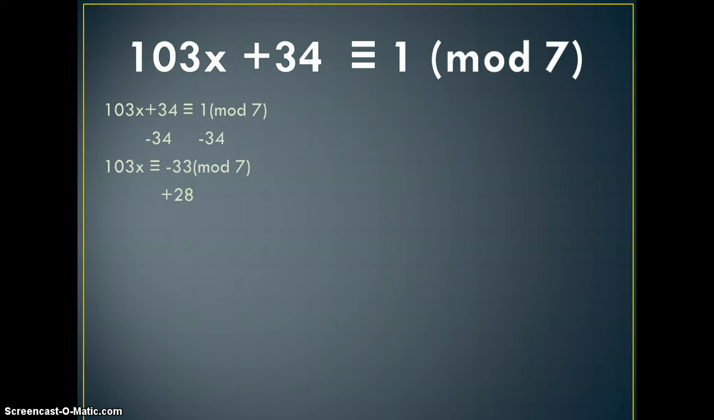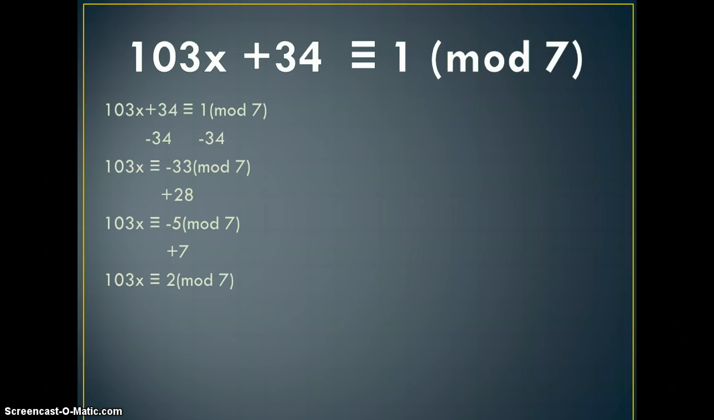So the closest multiple of 7 without going over is 28. We're going to take the negative 33 and add 28 to it, and we get that it's congruent to negative 5 mod 7. But in mod 7, we don't want a negative number if we're going to solve this equation, so we're going to add another 7, which is fine, because negative 5 is just as congruent to 2. So it's going to be 103x is congruent to 2 mod 7.